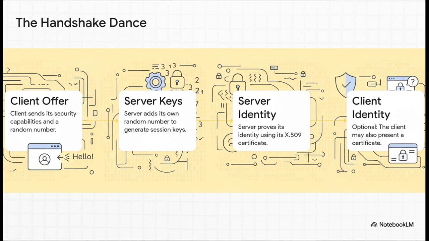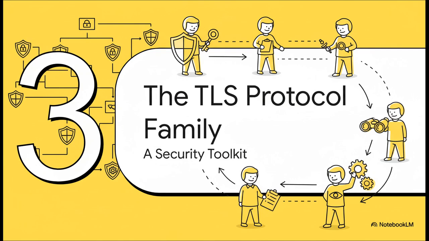But wait, how do you know you can trust the server? That's step 3. It shows its ID, which is a digital passport called an X.509 certificate. Your browser checks it to make sure it's legit. And sometimes, though it's less common, the server might ask to see your ID too. Now here's where it gets really interesting.